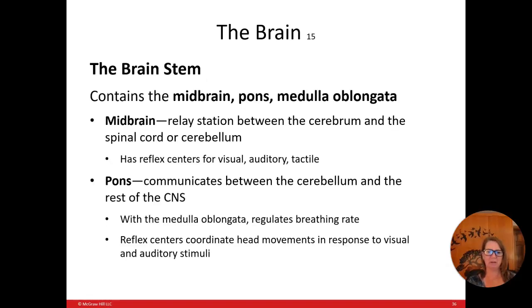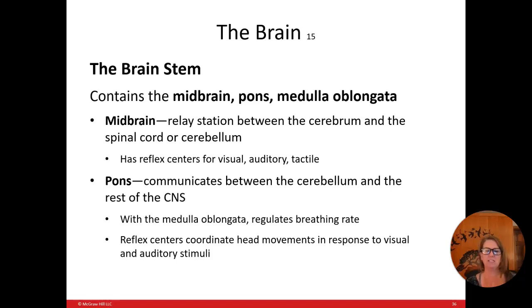The brainstem, so you might remember we had a little coffee bean and a kind of flattened structure. So the midbrain, pons, and medulla. Let's start with the midbrain. It's acting as a relay station from the cerebrum to the spinal cord or the cerebellum. So that kind of makes sense. It's the highest part of the brainstem, so it's acting as a relay center. It also has reflex centers. So we talked about reflex actions, and the reflex centers there in the midbrain are visual, auditory, and tactile.